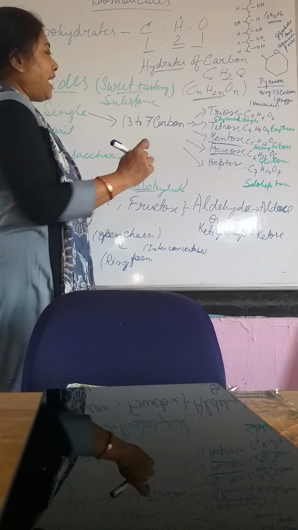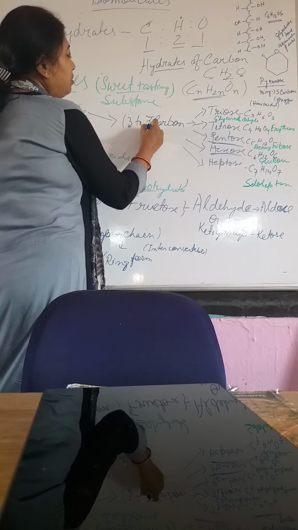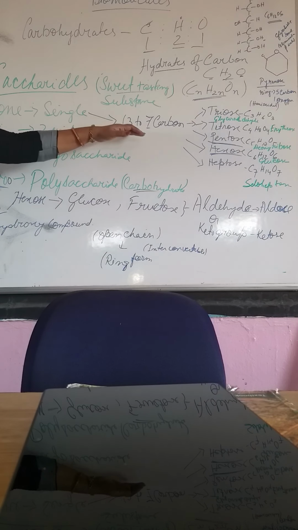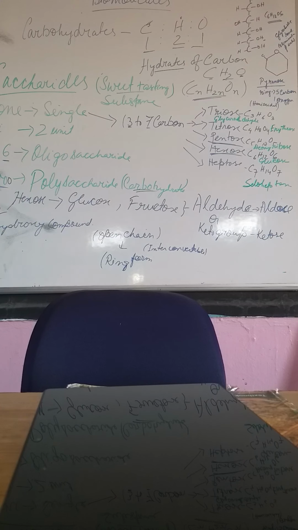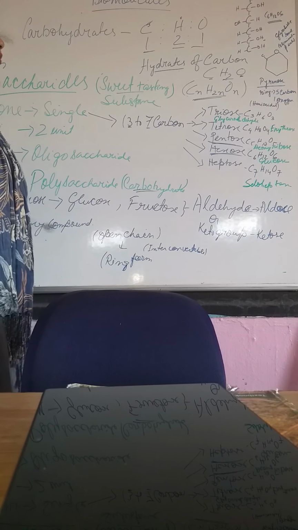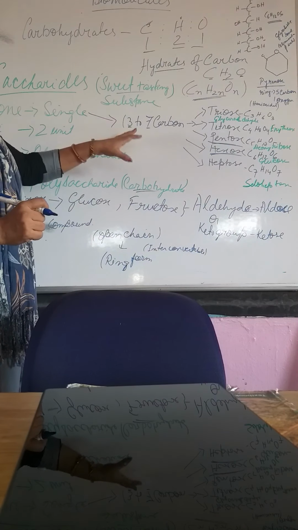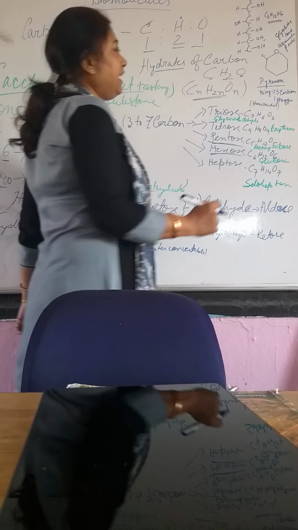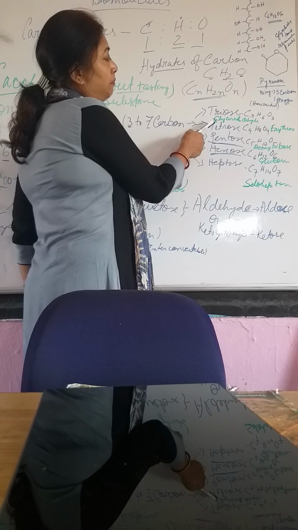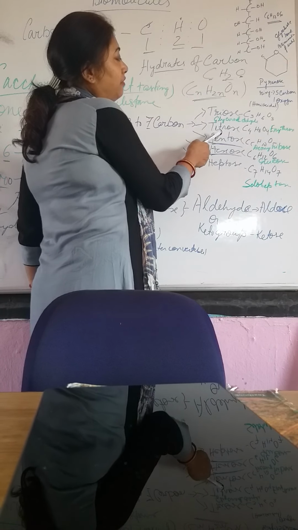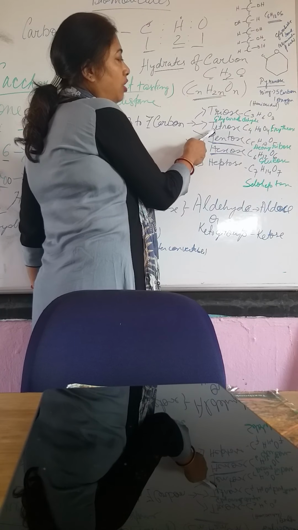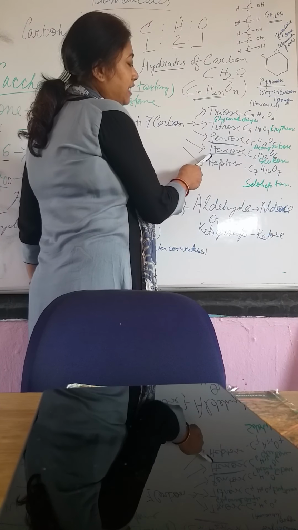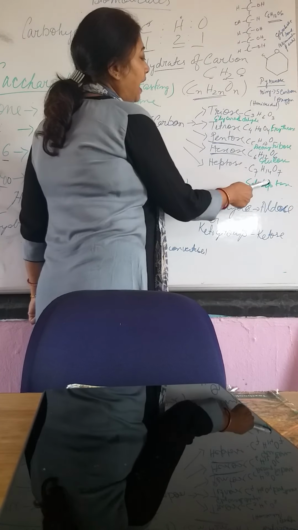Now we will be dealing with monosaccharides, which will have a minimum of 3 and up to 7 carbons. So one saccharide unit will have 3 to 7 carbon compounds. The 3 carbon compound is known as triose, 4 carbon is tetrose, 5 carbon is pentose, 6 carbon is hexose, and 7 is heptose.